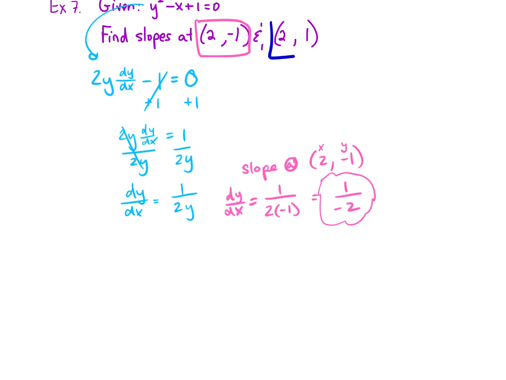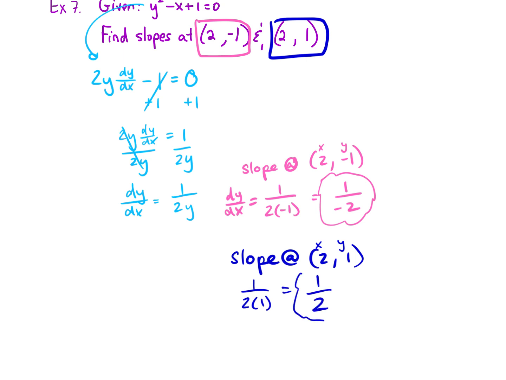Now let's do the same thing, but with our second point here. So now we're going to find the slope at (2, 1). So I'm going to plug in the 2 for x and the 1 for y. So 1 over 2 times 1 would be positive 1/2. So this would be our slope at (2, 1).